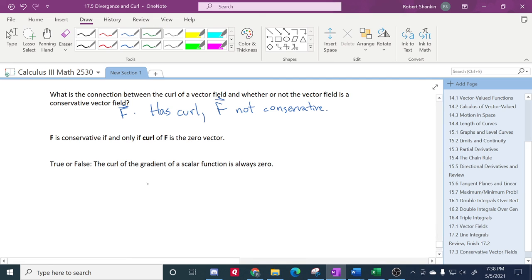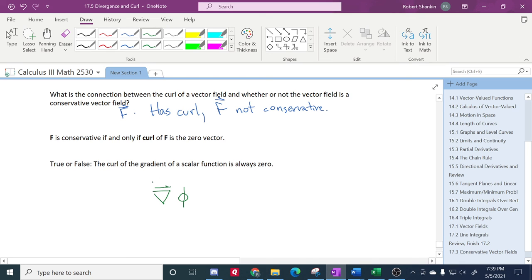Okay, anybody? True or false? I said that would be true, since the gradient of a scalar function is a conservative vector field, and so we just said that would have to be 0. So the curl of the gradient of a scalar field, if you call this scalar field phi, it becomes a little bit more obvious.